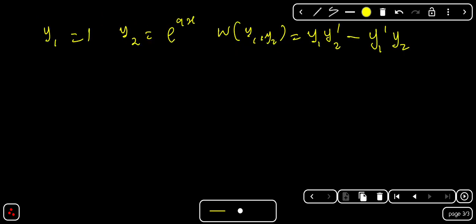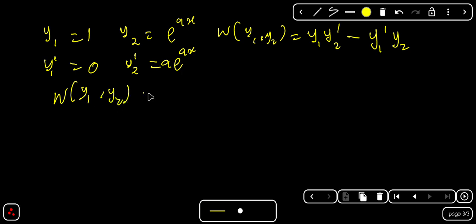Okay guys, so let's move on. Let's find y1 prime. If we differentiate the constant function, that gives us 0. What about y2 prime? If we differentiate, this gives us a multiplied by e raised to the power of ax. Now let's find the Wronskian.